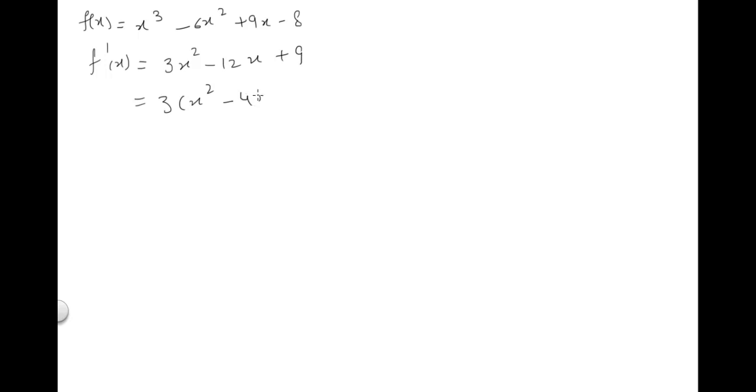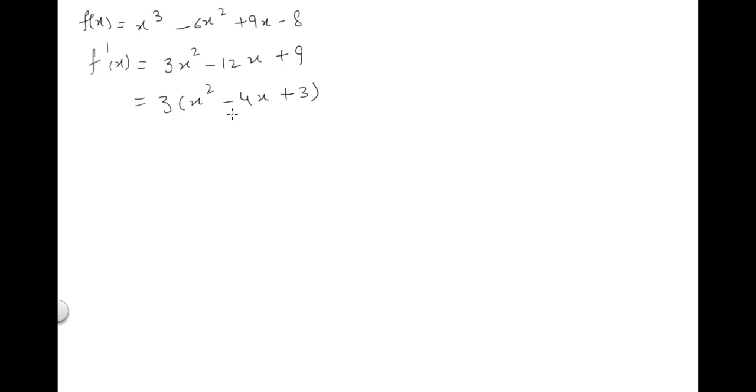Suppose the question is given as f of x equals x cube minus 6x square plus 9x minus 8. Suppose this is the function and they are asking you to find all the points of local maxima and minima for this function. First of all, you are going to find the differentiation of it. When you differentiate it, what will you get? 3x square minus 12x plus 9. Clear? We can take 3 common: x square minus 4x plus 3. This is what we are getting now.